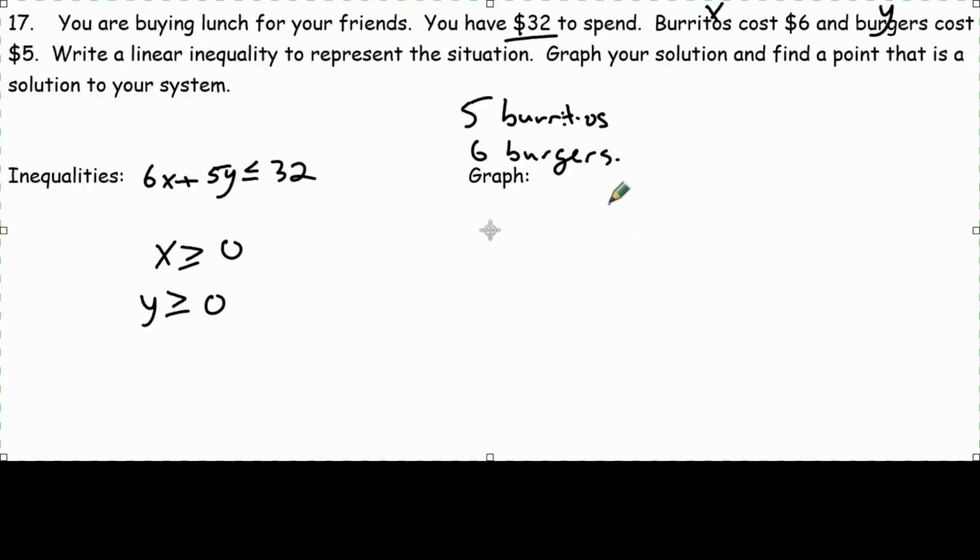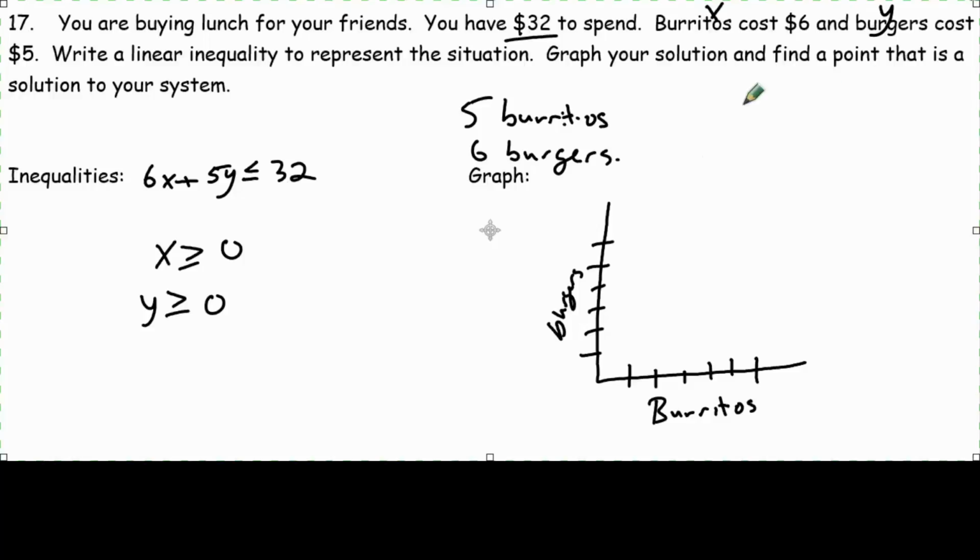So when I go to draw this graph, oh, that's ugly. I can put my X, which was my burritos, and my Y, which is burgers. Right now I only have to go up to about this, so I'm going to make 6 tick marks in each direction. The easy way of graphing it is just to plot those couple of points. So we can go up to 6 burgers and 5 burritos. And then I can draw my line, which should be a solid line.